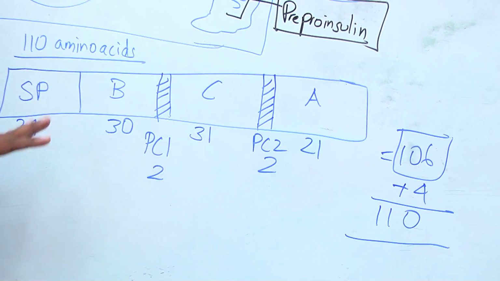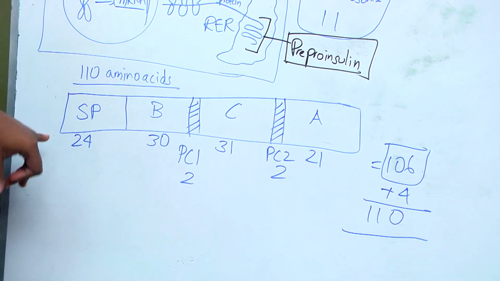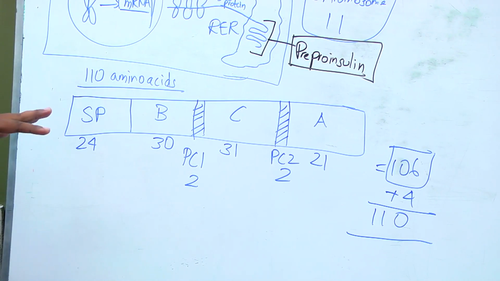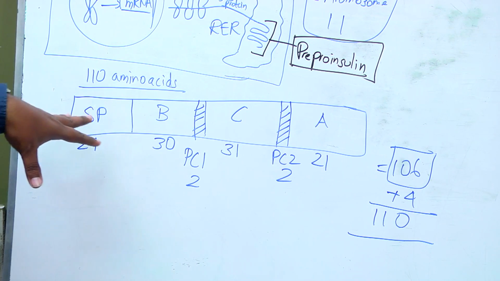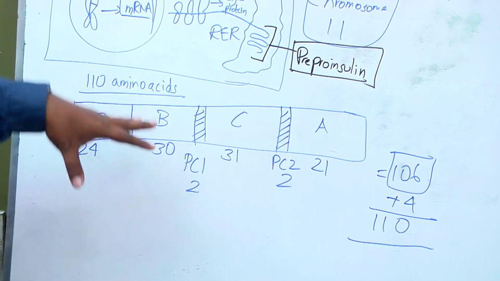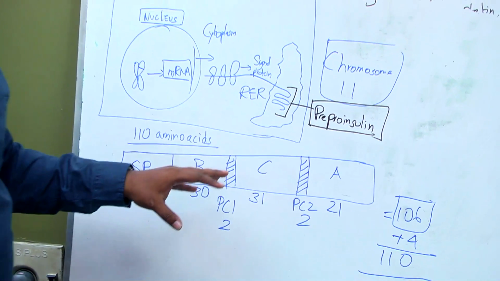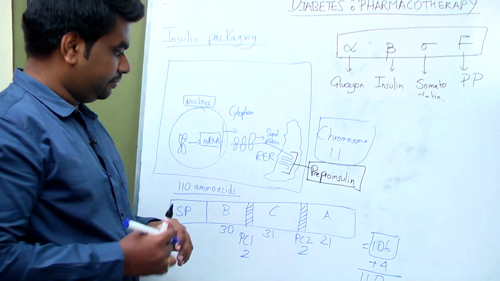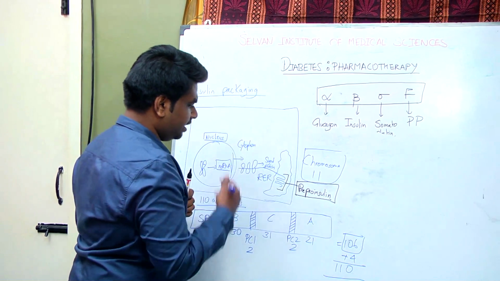So now you know the structure of the pre-pro-insulin, right? It has 110 amino acids and it has coding regions for the signal peptide, the B subunit, the C subunit and the A subunit. So now the next step.